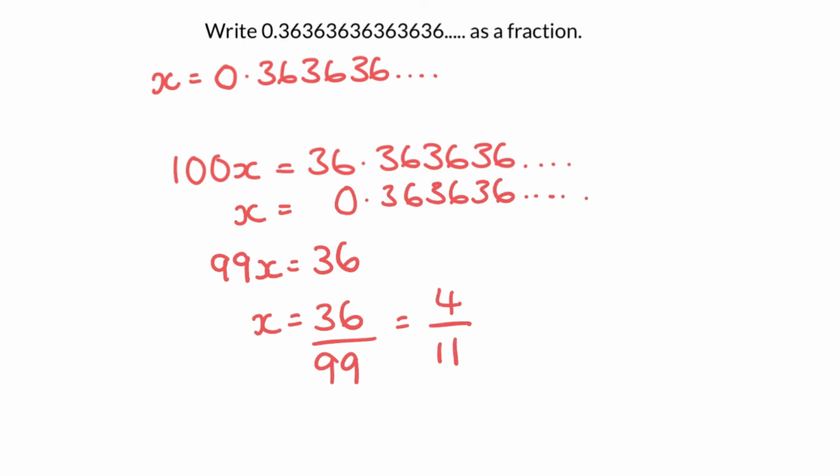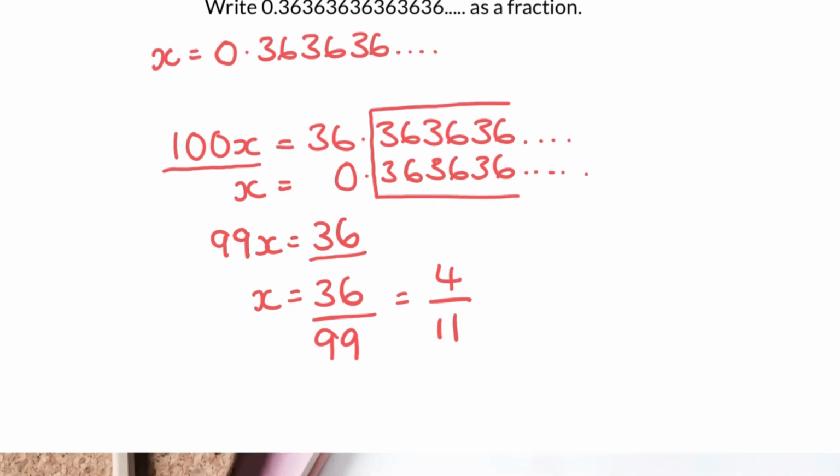So the key to these questions is to make sure you times x at this point here by the right multiple of 10, so that all of the numbers after the decimal point all line up together. If we'd only times x by 10, then the 3's and the 6's after the decimal point wouldn't have all lined up together, so we couldn't have taken them away to get 36 on its own. So just double check that you're timesing your x by the right multiple of 10.